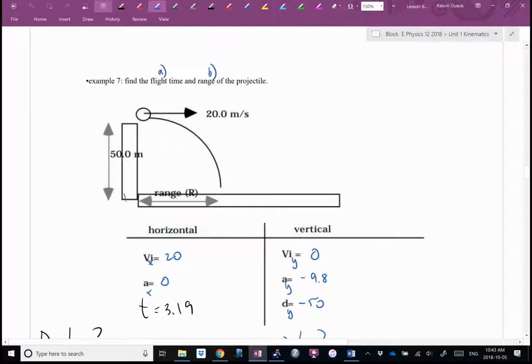Every once in a while, you'll see either in the big review or in the homework, they'll actually give you the time and ask you to find both the range and the height. That also works because if you can put time in both columns, you'll have three things in each column. We said last day, I need three things to find the fourth.